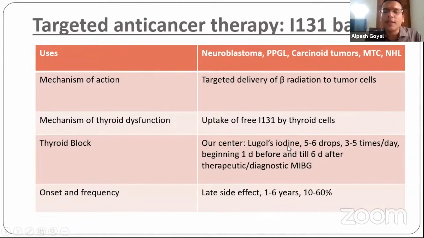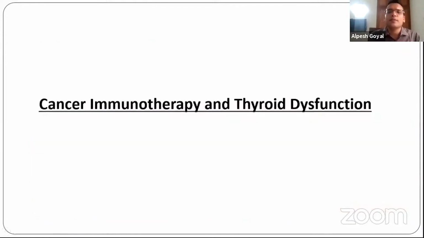one drop of which is equivalent to about 6 milligrams of elemental iodine, and this is used at 5 to 6 drops 3 to 5 times per day, beginning 1 day before until 6 days after a therapeutic or even a diagnostic iodine-131 MIBG scan or therapy. And this side effect is actually a late side effect, develops between 1 and 6 years and has been reported variably between 10 to 60% of patients.